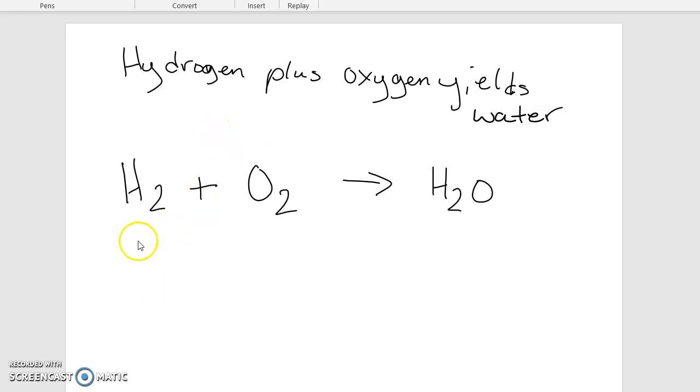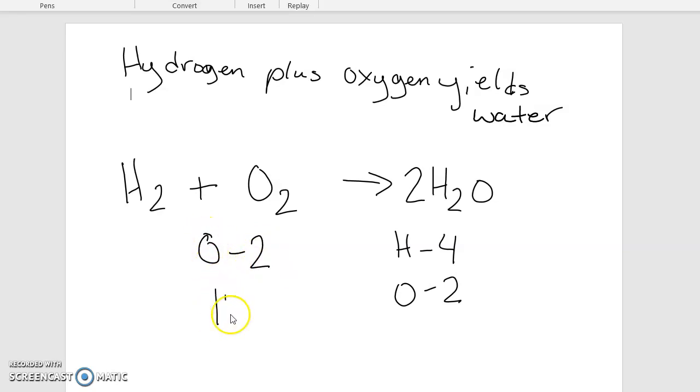Okay, if we look at this, we see that we have 2 hydrogens on the reactant side and 2 oxygens. On the product side, we have 2 hydrogens and 1 oxygen. If we go ahead and fix the oxygen and put a 2 here, now we have 4 hydrogens and 2 oxygens on this side, and on the other side we have 2 oxygens and 2 hydrogens. But we need 4 hydrogens, so we can just put a 2 in front of this hydrogen.